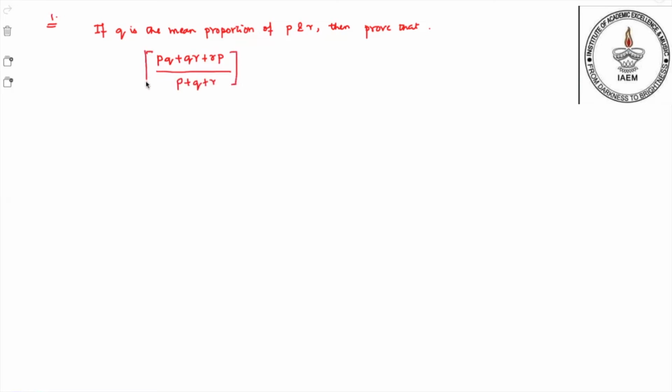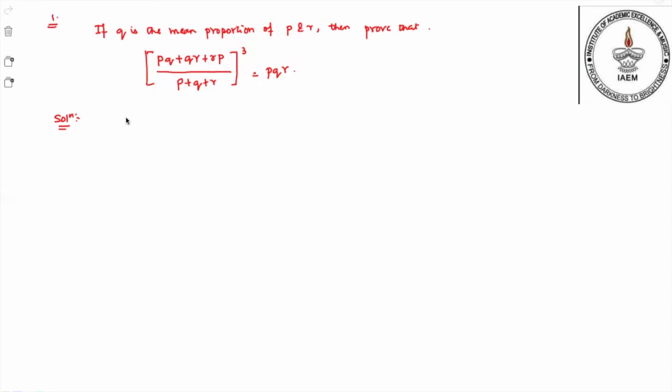Sum number 1. If Q is the mean proportion of P and R, then prove that PQ plus QR plus RP divided by P plus Q plus R whole cube equals PQR.